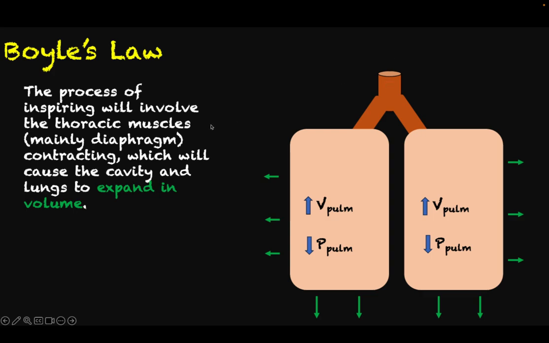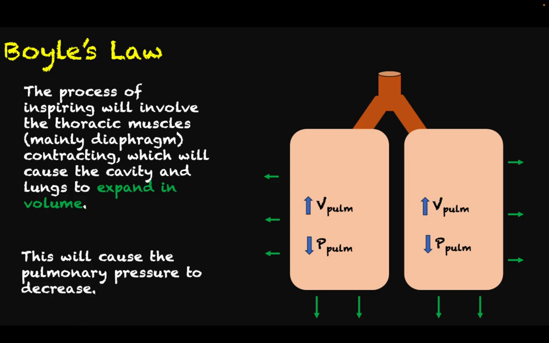So the process of inspiring, which is us breathing in, is going to involve your thoracic muscles, mainly the diaphragm, which is below the bounds of the lungs here. These muscles are going to contract, and what this is going to do is cause the thoracic cavity and the lungs to expand in volume. So the volume of the thoracic cavity and the volume of the lungs is going to go up. That's what the up arrow means here. You can see the boundaries of the lungs are going to expand outwards. That increases the volume of the lungs.